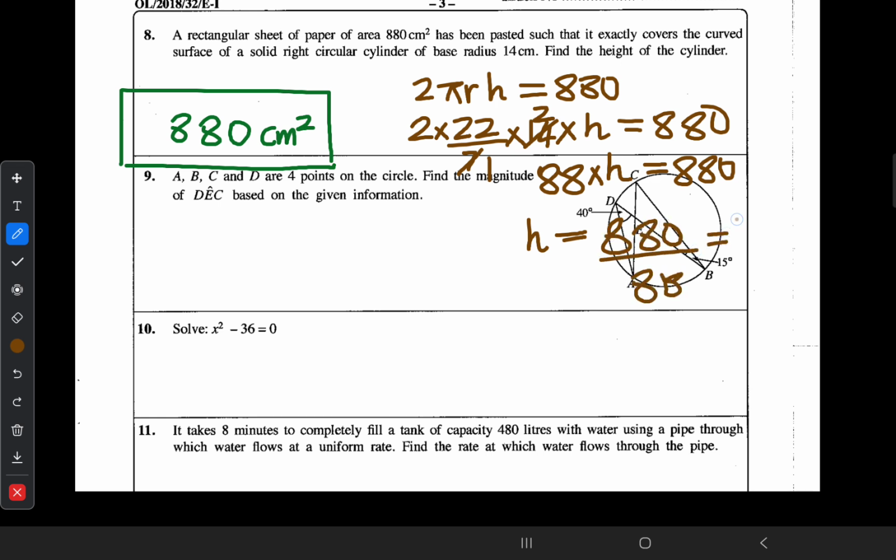From that, h would be 880 divided by 88. h is 10. Height, no. So the unit should be in centimeters. 10 centimeters. That is the height of the particular cylinder.